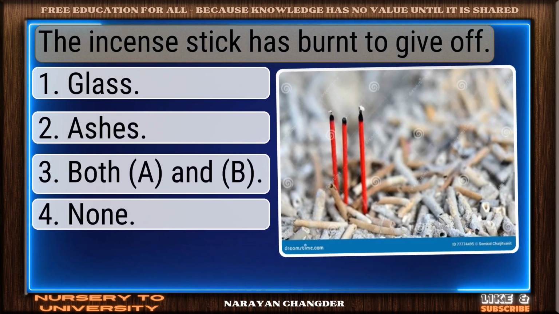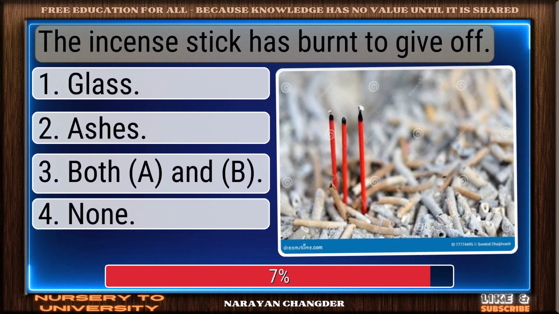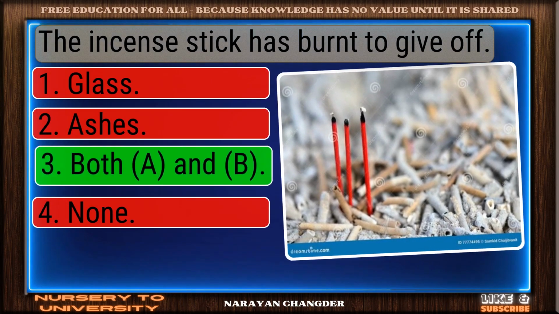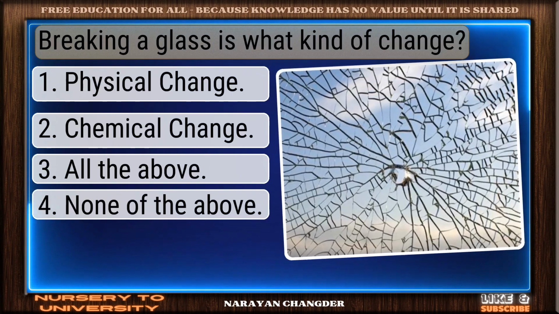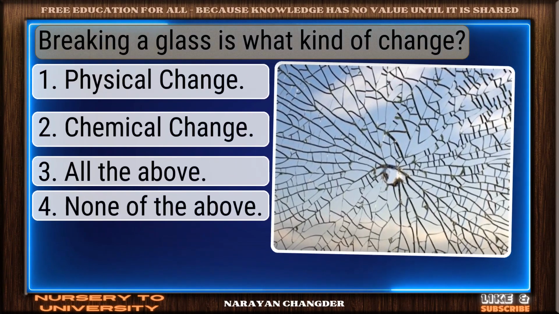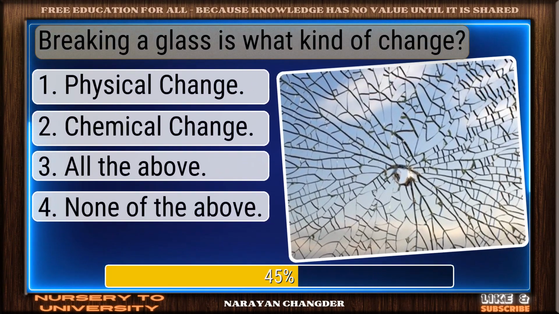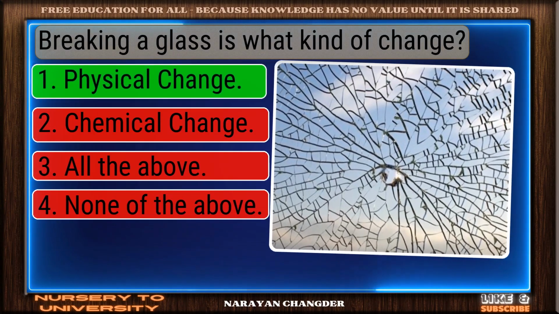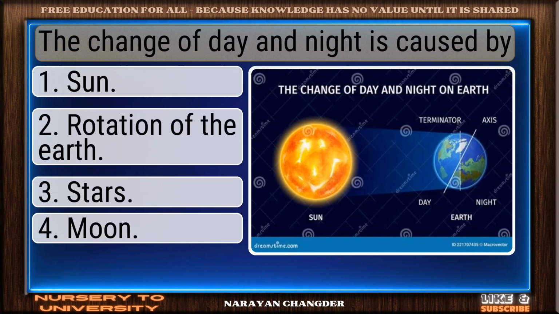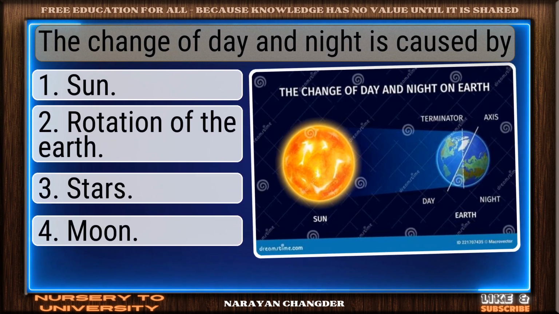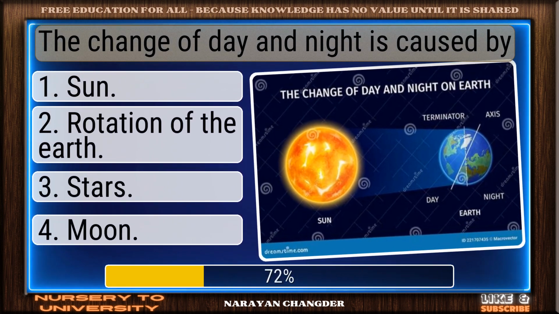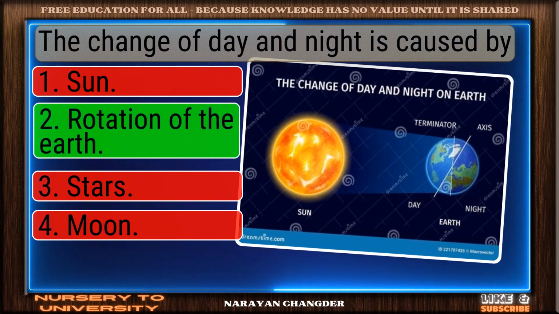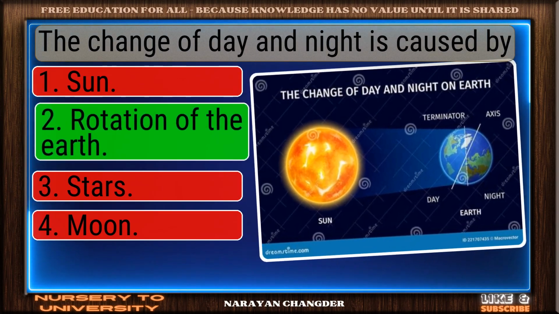The incense stick has burnt to give off. Right choice. Both and is the best answer. Breaking a glass is what kind of change? Well reasoned. Physical change is the correct choice. The change of day and night is caused by. Good thinking. Rotation of the earth is the right answer.